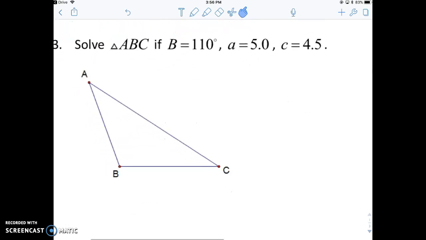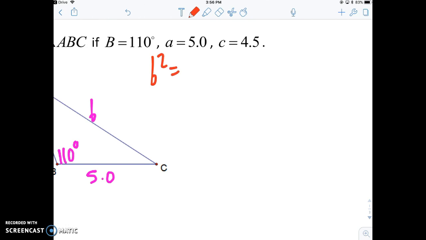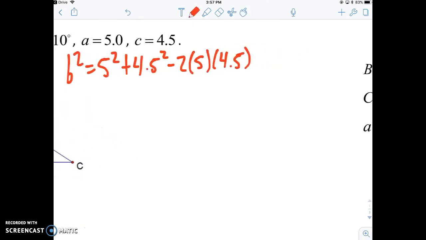We start number 3 with a side angle side problem, so we have 110 for angle B, side A, which is 5.0, and side C, which is 4.5. We want to start this one by finding side B, because that's the only one we have information for. So we set it up as B squared equals A squared plus C squared, which is 5 squared plus 4.5 squared, minus 2 times A times C, which is 5 times 4.5, times cosine of B, which is 110.